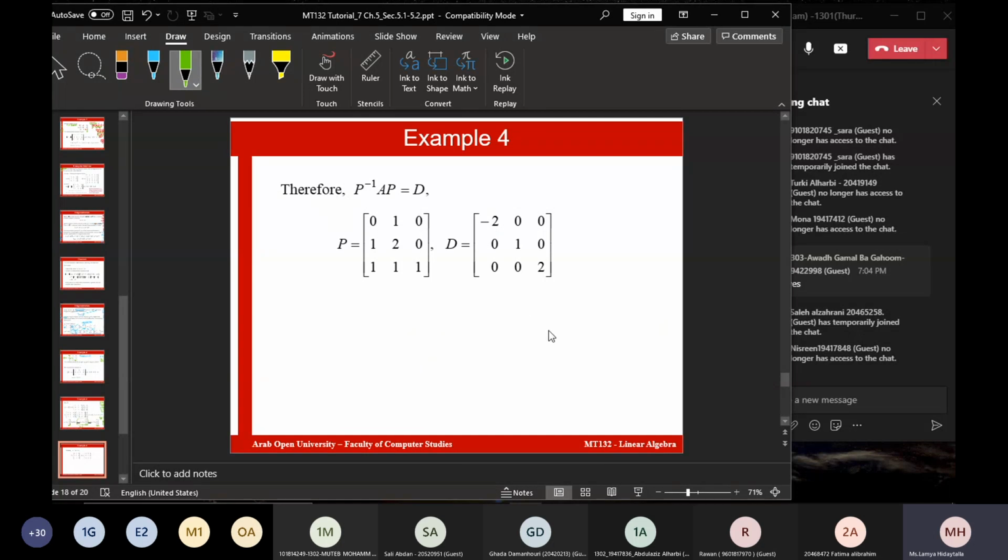Type, therefore, what last minus 2, 1, or 2. He got the P, okay, and immediately he gave you your D without even calculation. Why? Because of the statement that the diagonal matrix should have the eigenvalues of A in the diagonal.